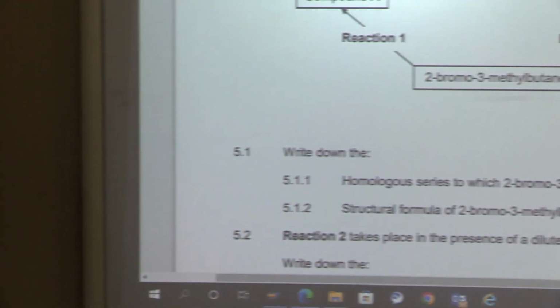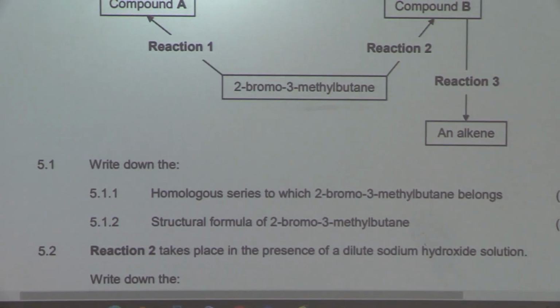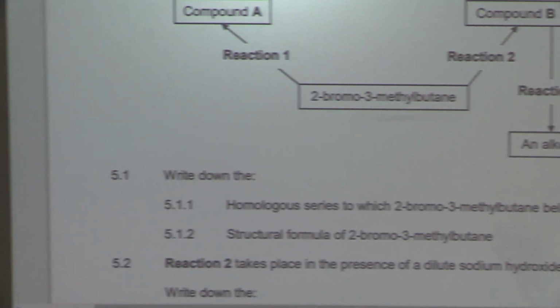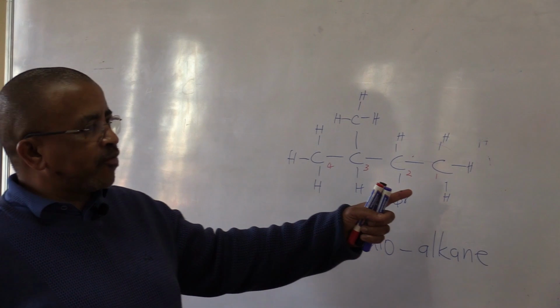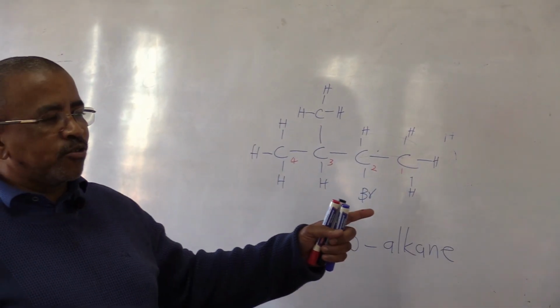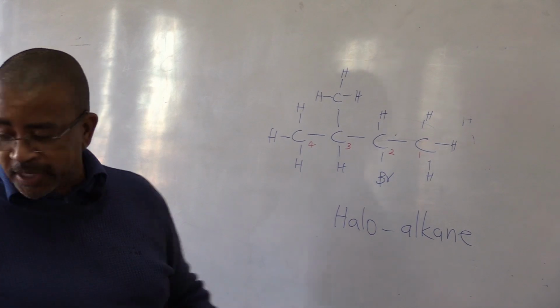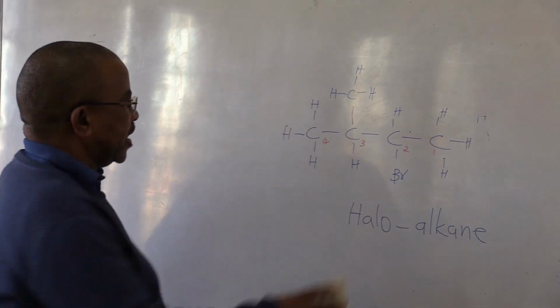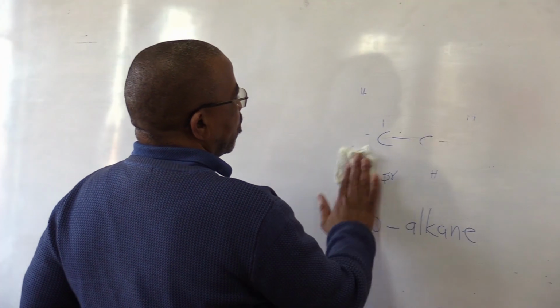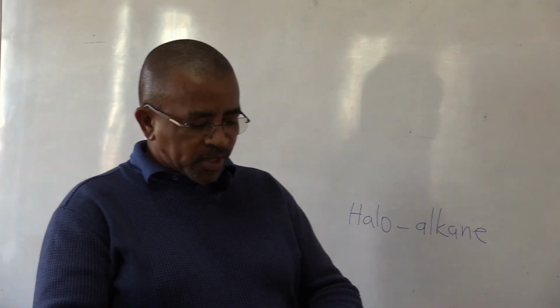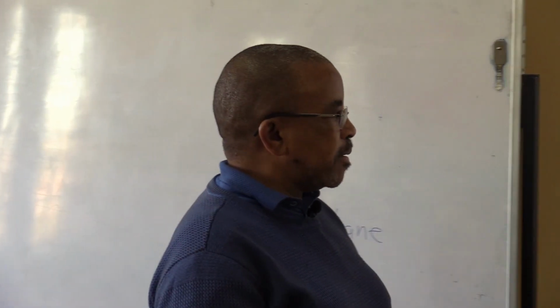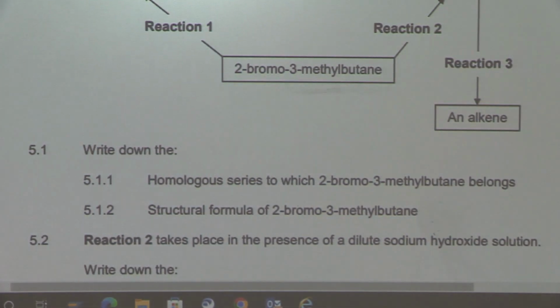5.1.2, structural formula of 2-bromo 2-methyl butane. For a structural formula, you use a lead pencil. Let us draw the structural formula of 2-bromo. When you draw a structural formula, you start with the last word, butane. Here we have butane. You start with it, you say butane 1, 2, 3, 4.